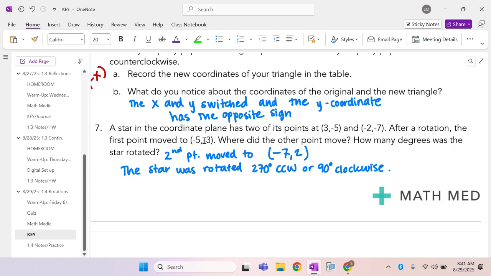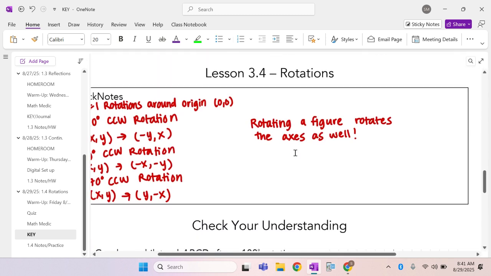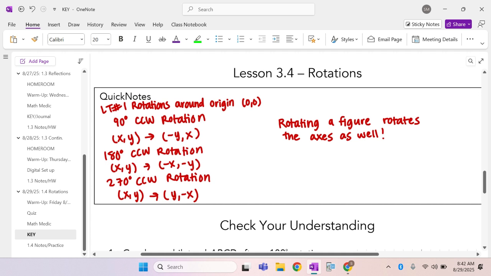Any questions about the discovery part of the activity? All right. So here are the quick notes that you need to write down, which is literally just the rules for counterclockwise.